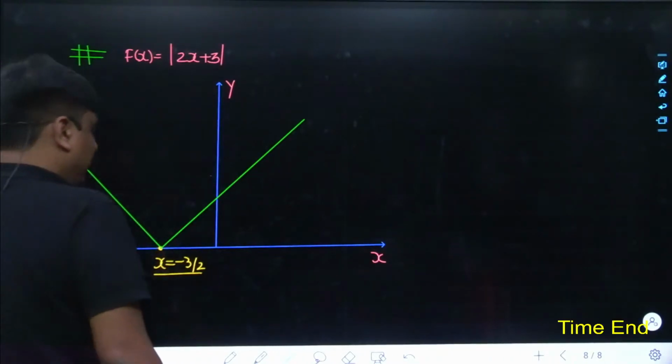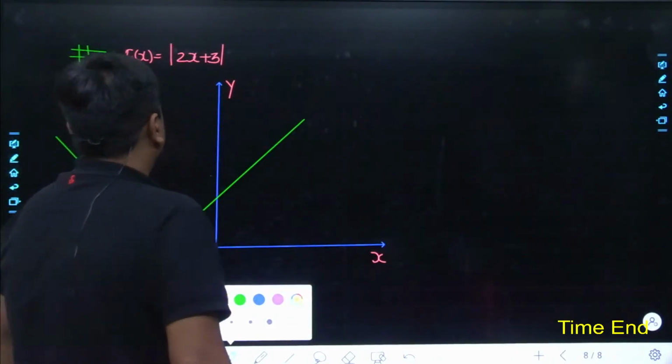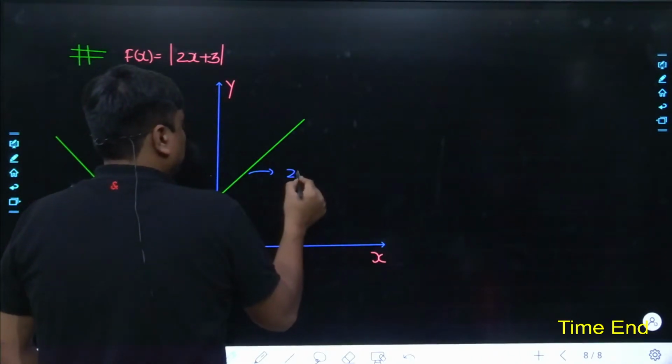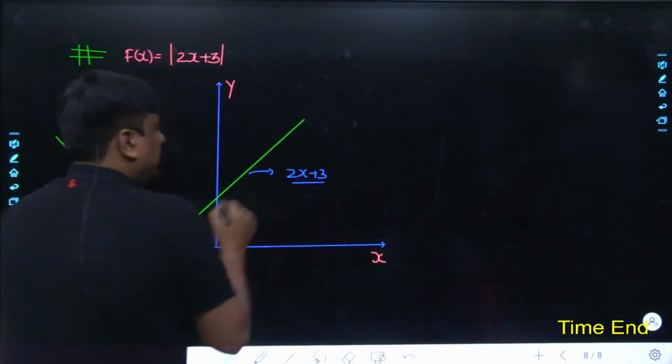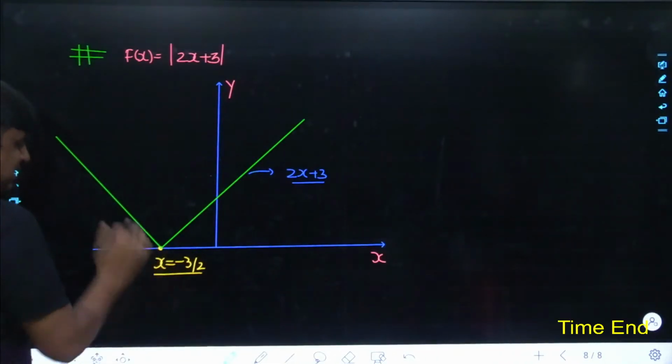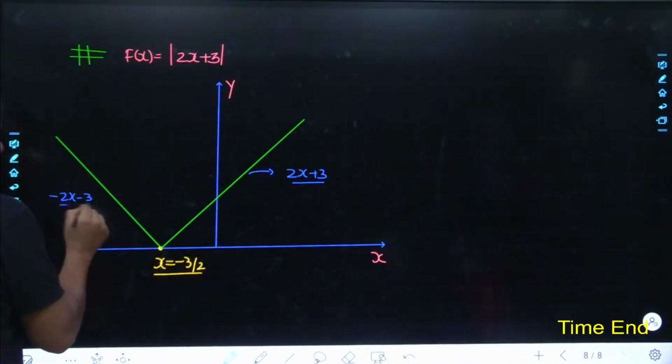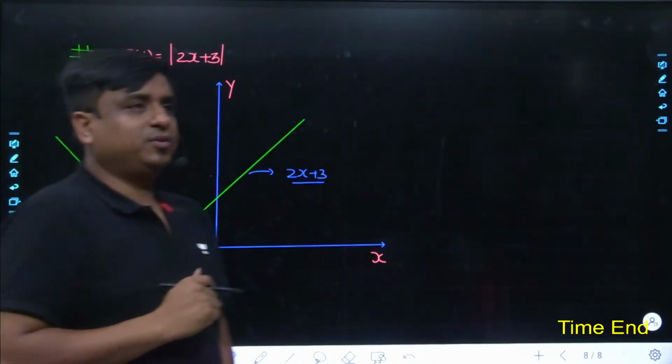If you want to know what exactly the mathematical curve would be, this must be 2x plus 3, and here, as the slope has changed and the intercept on the y-axis has also changed, it is minus 2x minus 3.